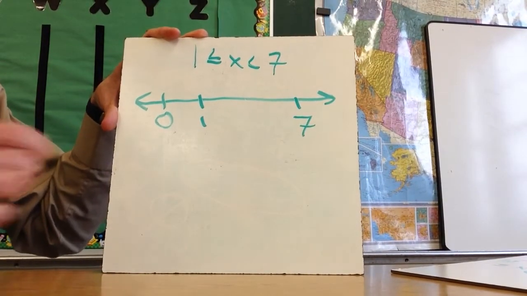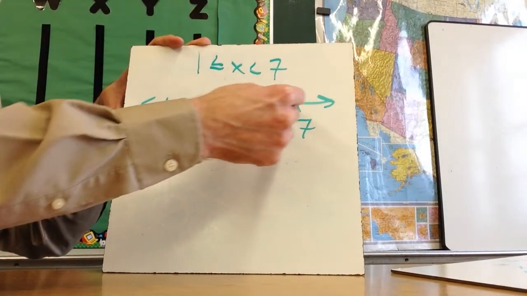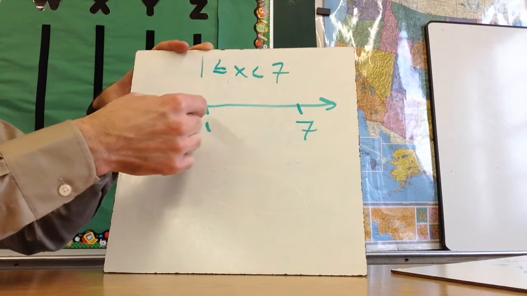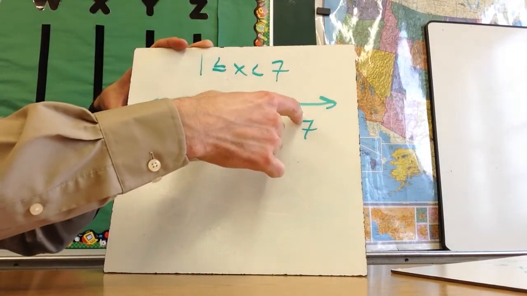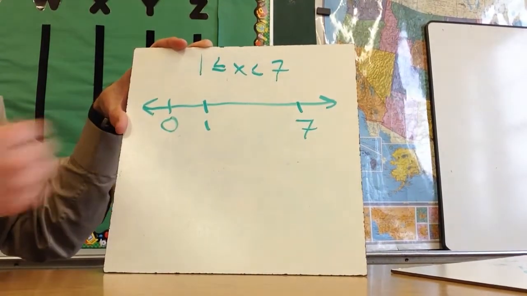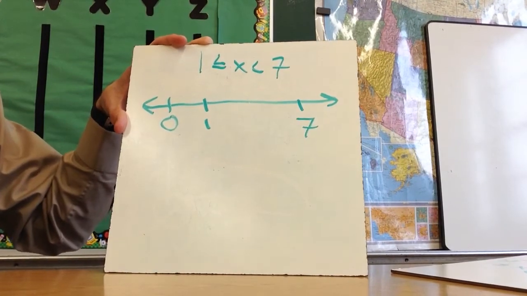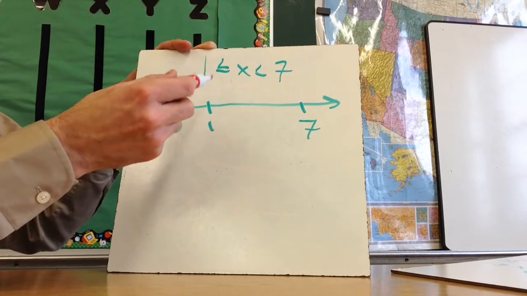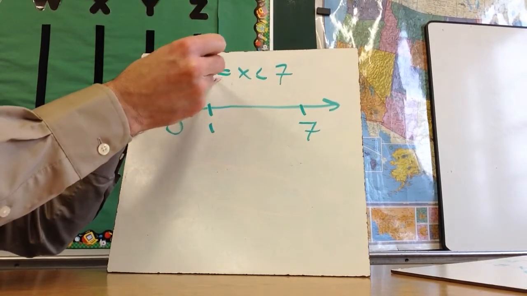But I do want you to notice that it's not perfect, obviously. 7 should probably be more like over here. But it's clear that there is more space between 1 and 7 than there is between 0 and 1, which obviously there should be. All right, so now looking at this, on the 1, there should be a closed circle, right? Because that's what this is telling me.